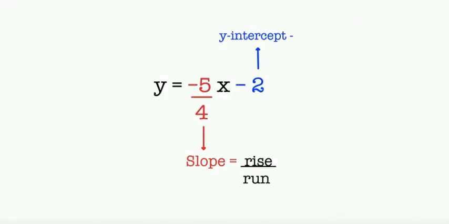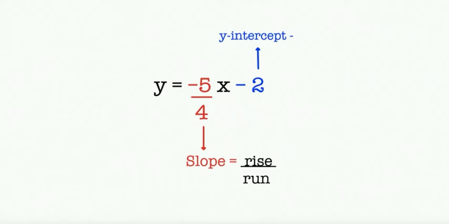So here we have an example, y = -5/4x - 2. I'm going to start off with explaining the y-intercept, because typically if we were creating a table or graphing this, the first thing that we'd start off with is our y-intercept.